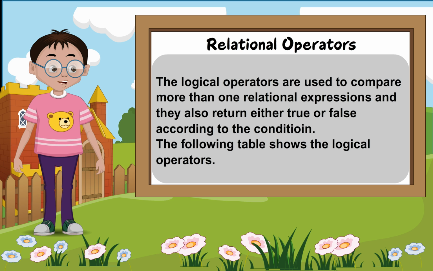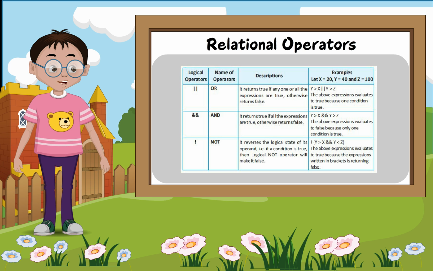Logical operators. The logical operators are used to compare more than one relational expression, and they also return either true or false according to the condition. The following table shows the logical operators: name of operators, descriptions, examples. Let x equals 20, y equals 40, and z equals 100.